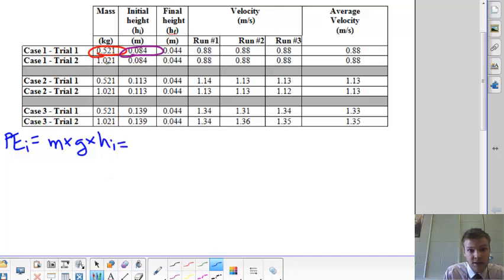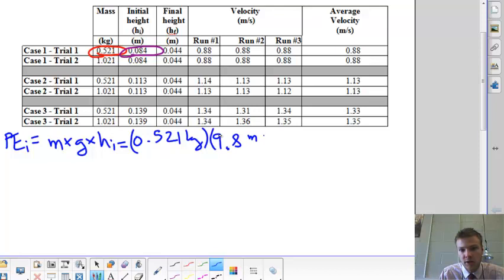For PEI, the mass for case 1, trial 1 is 0.521 kilograms. Make sure to include your units. That way when I go back and you say, Mr. Sellers, I got the wrong answer, what did I do, all my numbers look right, I can say, yeah, but you didn't convert. You're going to catch that faster yourself if you list the units. We all know gravity is 9.8 meters per second squared. Height initial is 0.084 meters.